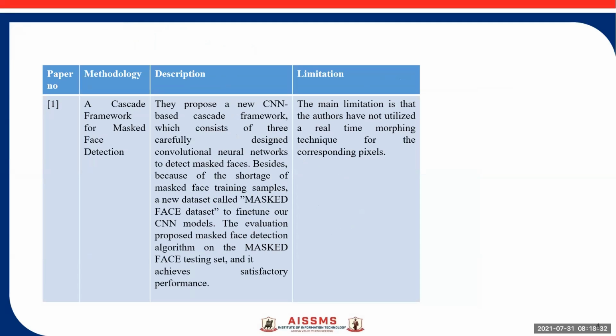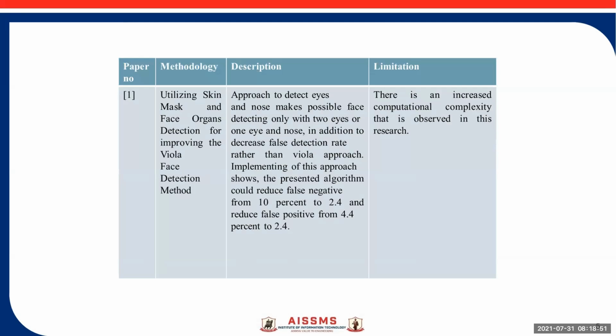The second one is a cascade framework for the mask face detection. Here in our system, we have used the CNN network, which is very good for image classification. Here also we have a limitation of a real-time morphing technique for the corresponding pixel. And the last one is the skin mask and face organ detection, because it will vary according to the skin tone. Here also we have the limitation of computational complexity.